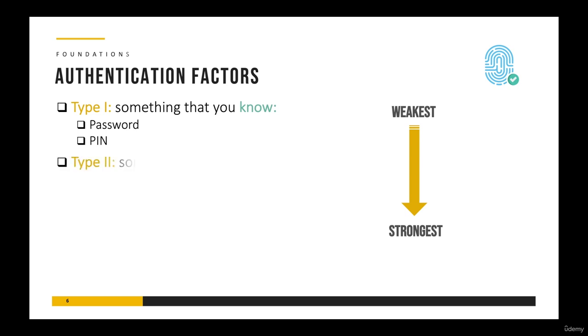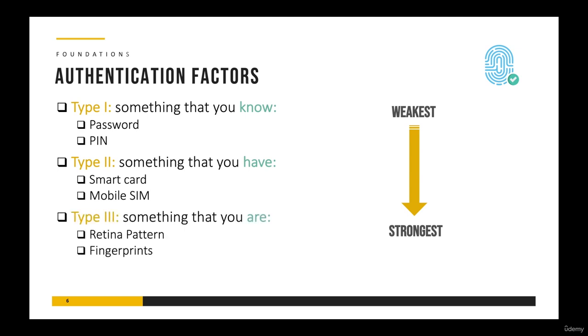So the next category, which is slightly stronger, is something that you have. So for example, if you possess a smart card or a mobile SIM and you receive a message on that SIM, for example, now this is something that you have. The strongest type of authentication factor is type 3, which is something that you are. So your retina pattern, fingerprints. So these are some things which cannot really be stolen. Nobody is going to steal your retina, for example. So as we move from type 1 to type 3, we move from the weakest authentication factors to strongest ones.